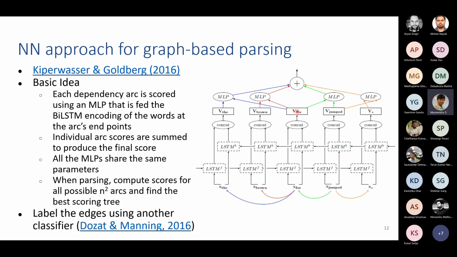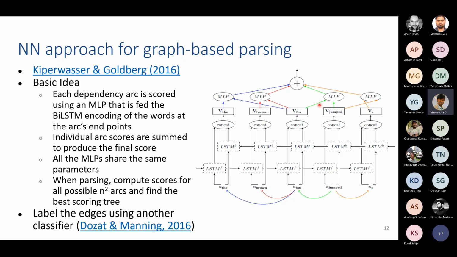So for this red edge, we'll get brown's representation and fox representation. Then fox to this blue edge, to get the weight for that, we'll get the representation of fox. Okay, so this again goes through an MLP, and this gives a score. Then for this green edge, fox and jumped.